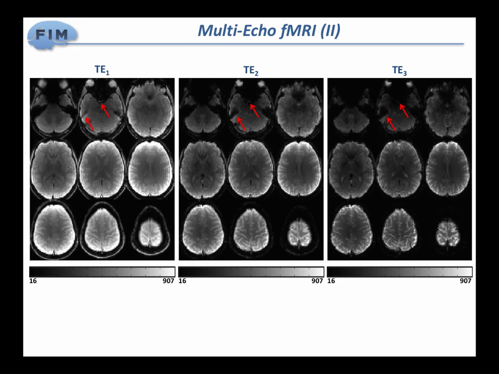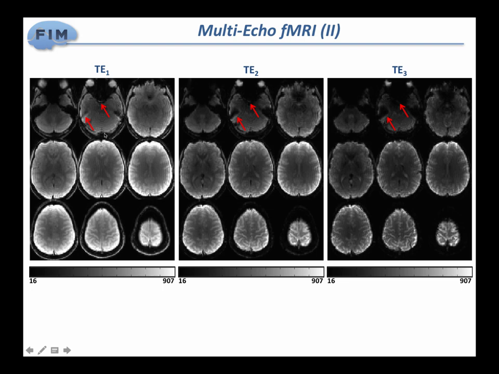So, if I were to focus on a given time point, what we have is 3 different images for every single time point. Here we have the images for the first echo, second echo, and the third echo, all of them plotted on the same intensity. And we can see that the first echo tends to have much more signal than the other ones.